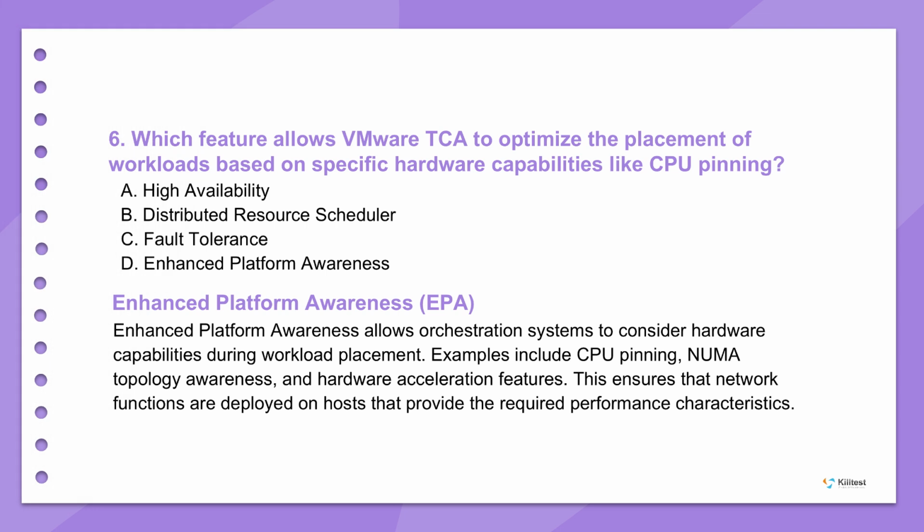Because we're hitting the part of the exam that separates general enterprise cloud from dedicated telco cloud. The hardware tuning. Yes. General IT apps can handle a little bit of latency, but telecom workloads, processing millions of data packets per second, absolutely cannot. No, they can't. So the exam asks, which feature allows VMware TCA to optimize the placement of workloads based on specific hardware capabilities like CPU pinning? And the answer is Enhanced Platform Awareness, or EPA.